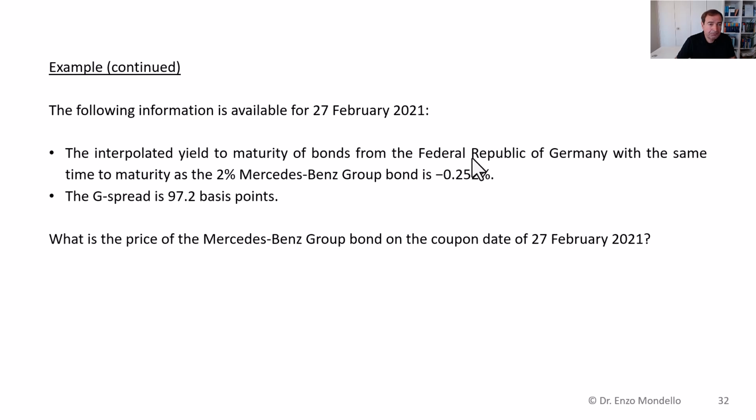2019. Then the following information is available for the 27th of February 2021. So here the interpolated yield to maturity of bonds from the Federal Republic of Germany with the same time to maturity as the Mercedes-Benz Group bond is given. So that's minus 0.252%. G-spread is 97.2 basis points. And now we have to calculate the price of the Mercedes-Benz Group bond on the coupon date of the 27th of February 2021.